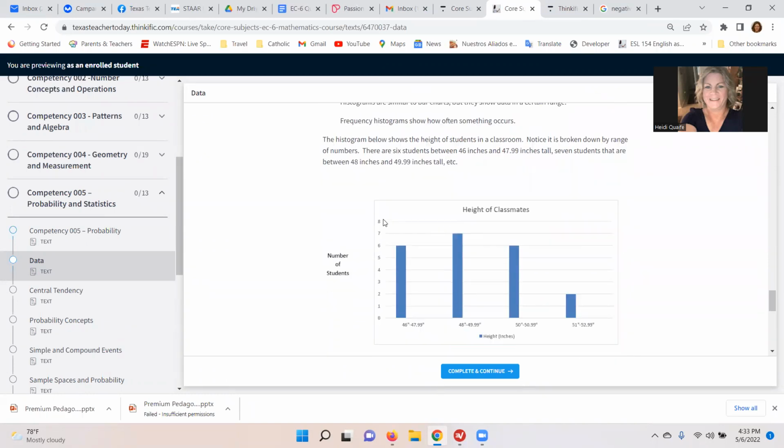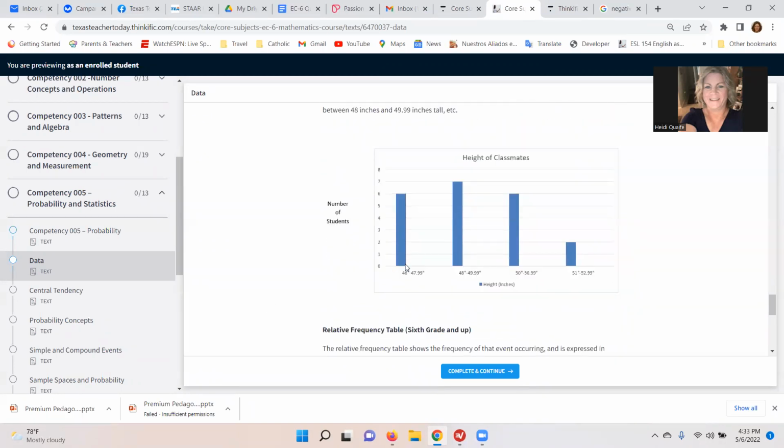Histograms are like bar graphs, but they show a range of data. See how down here there's a range of numbers? So it's helpful to visually show data according to a range.